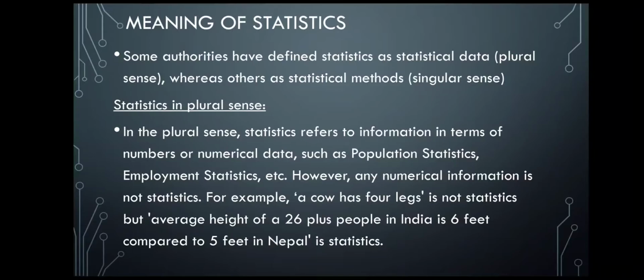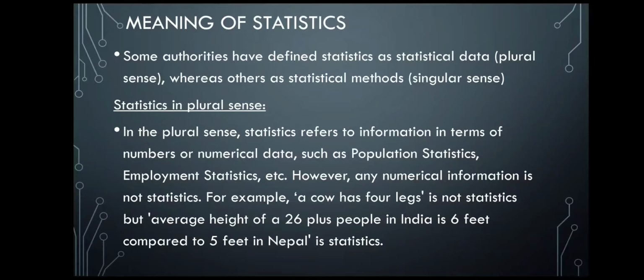So first of all, we should understand statistics in the plural sense. In the plural sense, statistics refers to information in terms of numbers or numerical data, such as population statistics, employment statistics, etc. However, any numerical information is not statistics. For example, a cow has 4 legs is not statistics, but the average height of 26 plus people in India is 6 feet compared to 5 feet in Nepal is statistics.